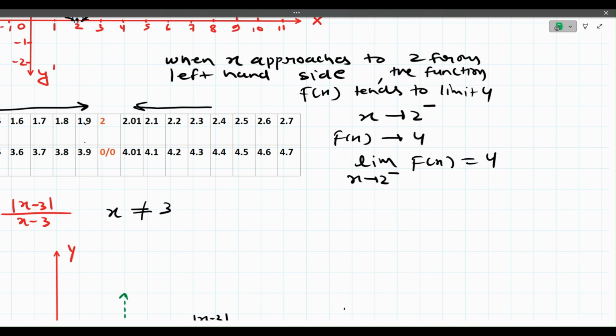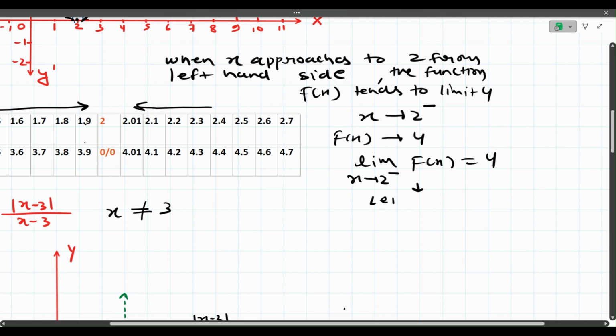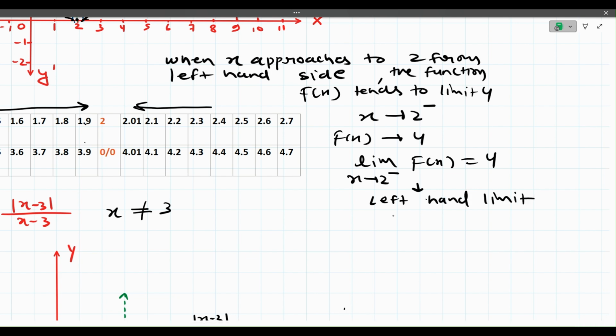Now, when we are increasing the value of x, we are approaching from the left. So this value is called the left hand limit, or we call it LHL. This is called left hand limit or LHL.